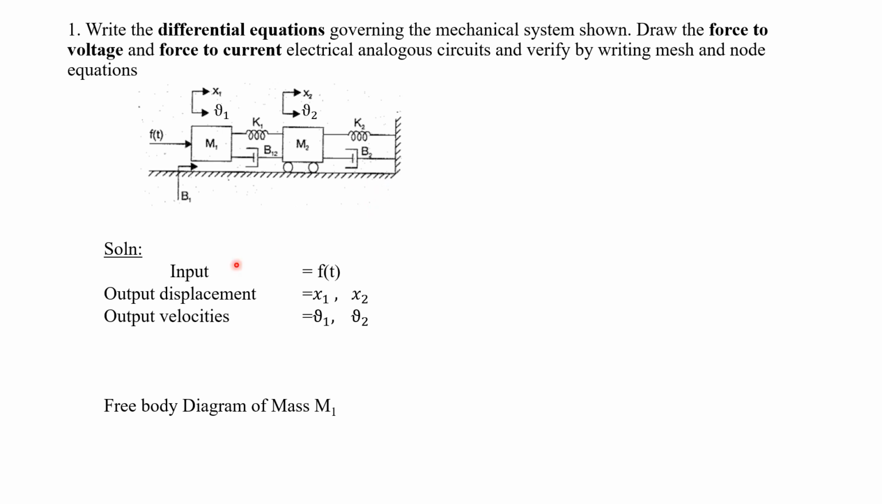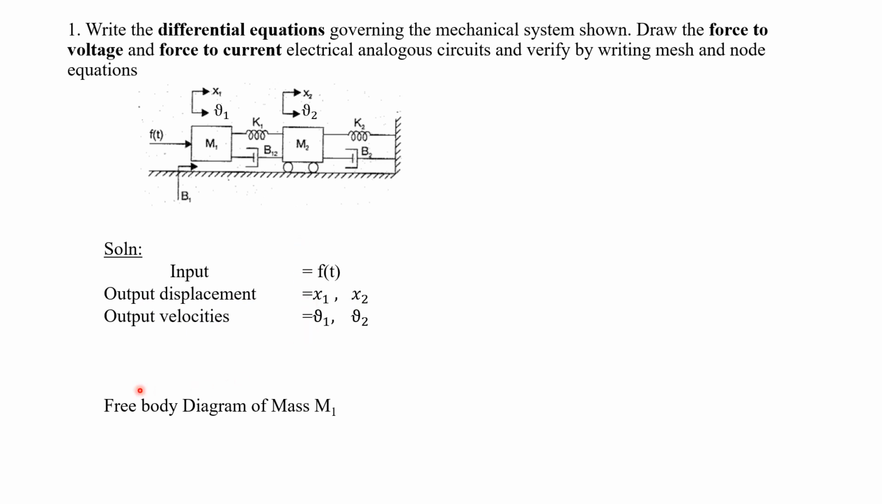Now first, we have to identify the input. Here the input will be f, that is f of t, or simply we can write it as f. Then what about the output signal? Here we are considering velocity as an output, isn't it? So we can write both displacement as well as velocity as an output. Output displacements will be x1 as well as x2, and the output velocities will be v1 as well as v2. Now first we are going to find the differential equation.